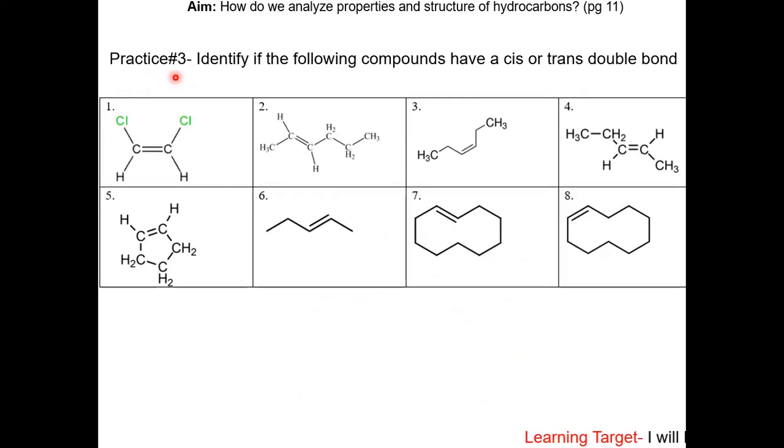For practice number 3, identify if the following compounds have a cis or trans double bond. Pause the video, resume as completed. Here are the answers.